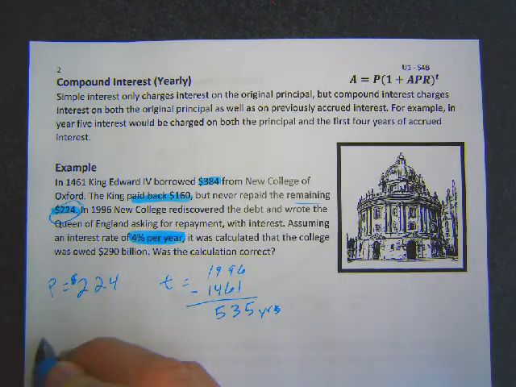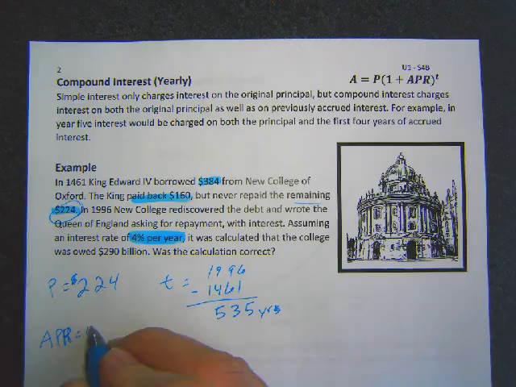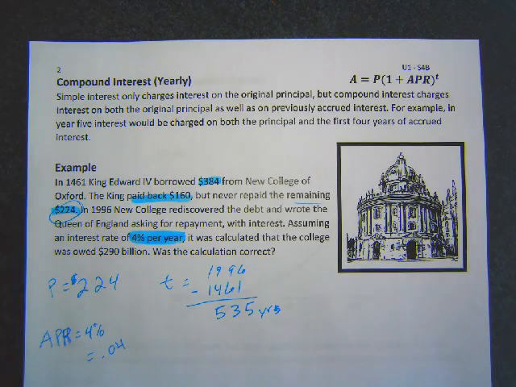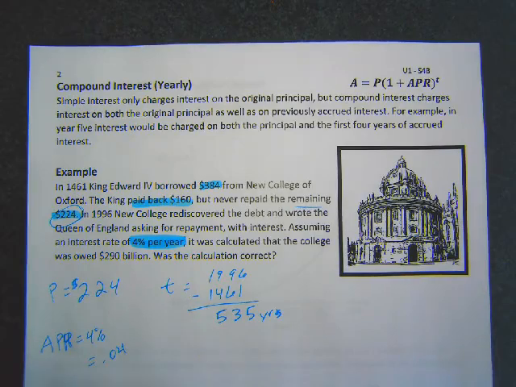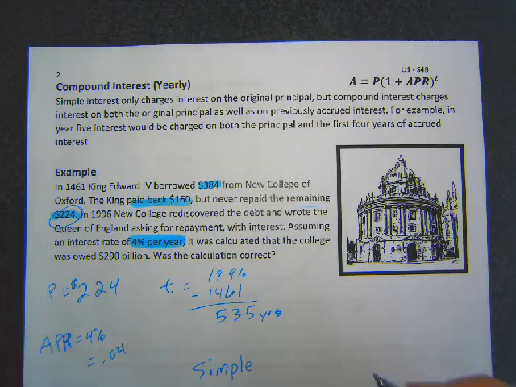So 4%, so the APR would be 4%, and again, we want to turn that into a decimal, so we'd actually use 0.04. If we did simple interest with this, we would just be waiting until the end of 535 years and saying, okay, that $224 has earned 535 years worth of interest. Let's see what that gives us.